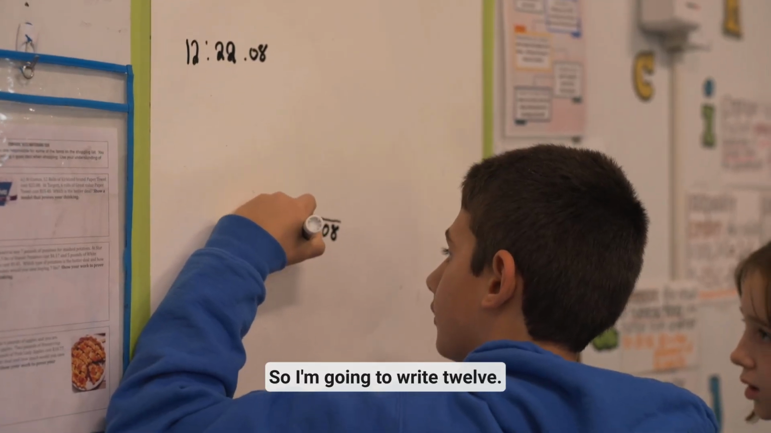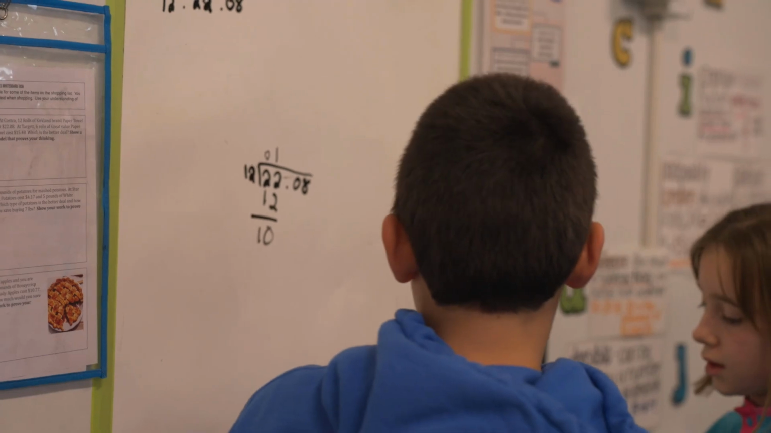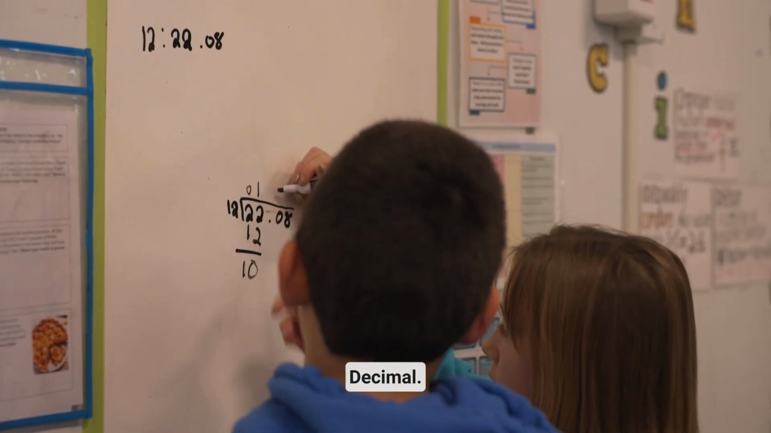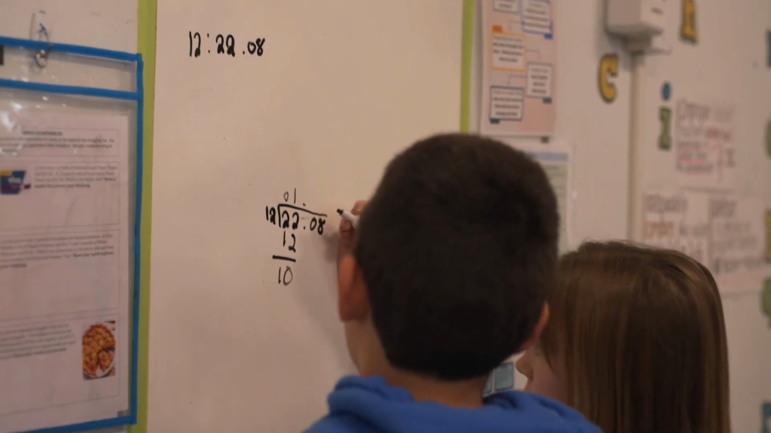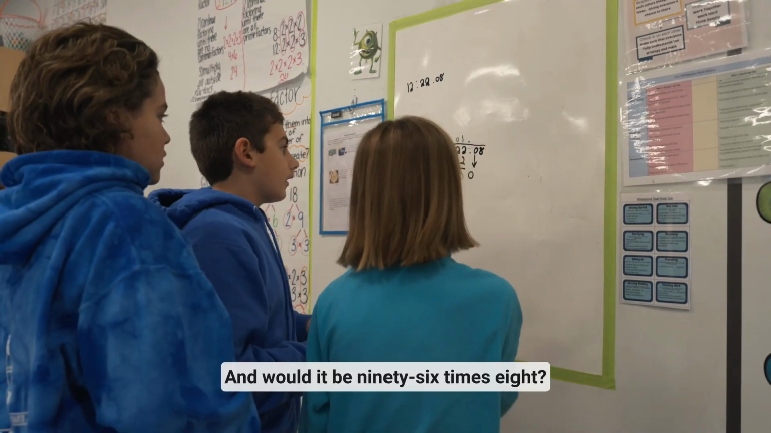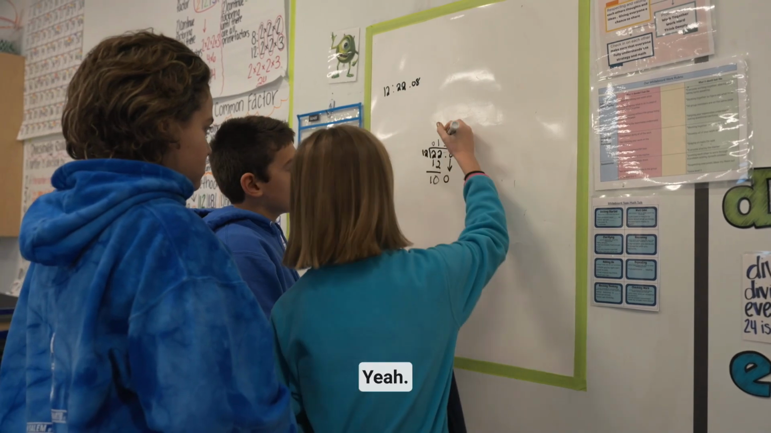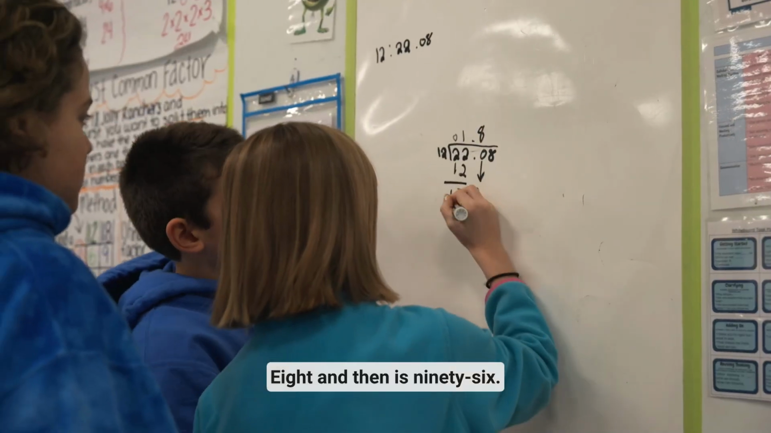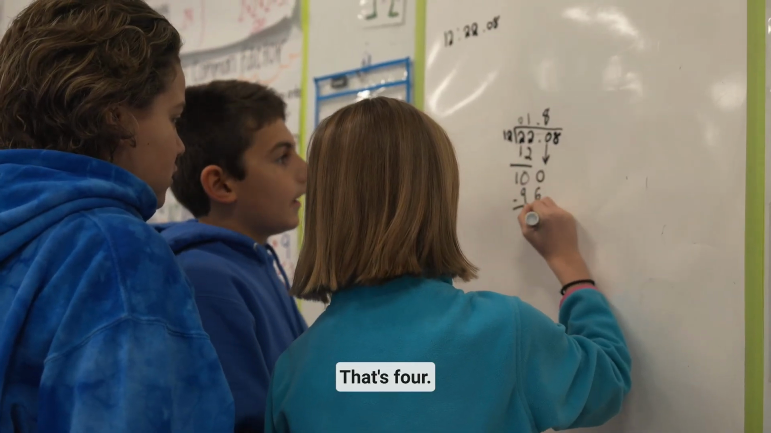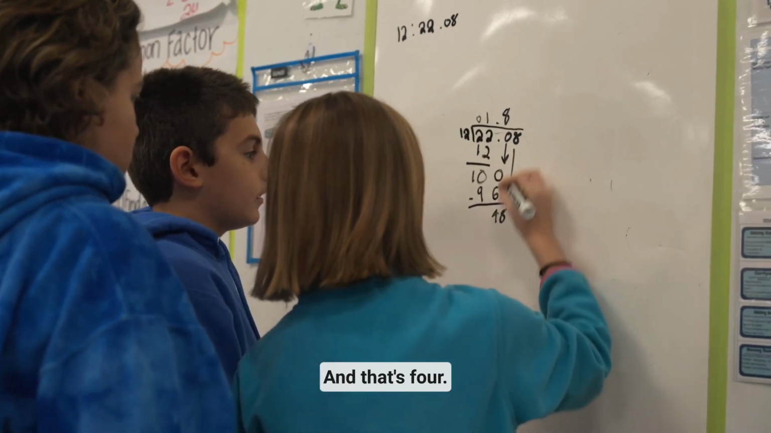So I can write 12. Okay, that's 10. With the decimal point there, you bring down the 0, so now it's 100. And would it be 96 times 8? Yeah, because you have 96, 4. That's 4. And then the 8, and that's 4.